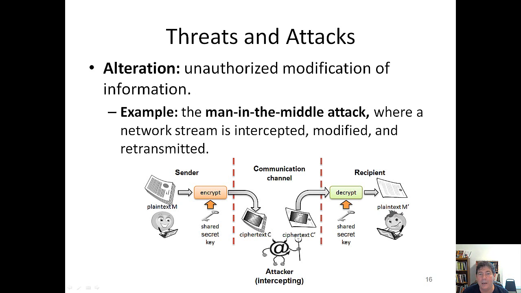Alteration is the unauthorized modification of information. An example of this is a man-in-the-middle attack, where a network stream is intercepted, modified, and transmitted. Here you can see the plain text is encrypted, sent over the communication channel, and there's an attacker that intercepts it and transmits a different version, and then the recipient decrypts it, getting a different plain text than the original sender sent.